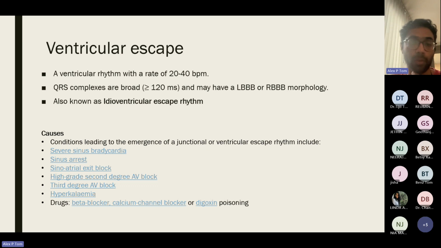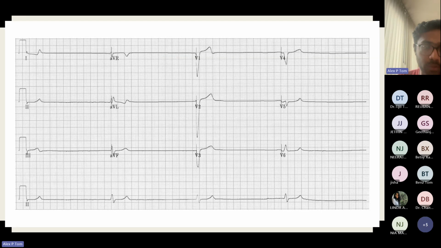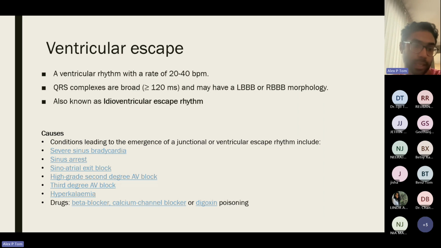You will see broad QRS complexes. So it would look something like this: broad QRS complexes, bigger than the normal ones, very slow, absent P wave. So yeah, that is how a ventricular escape rhythm would look. These are commonly seen in patients with sinus arrest, bradycardia, and things like hyperkalemia, post-MI, and so on.